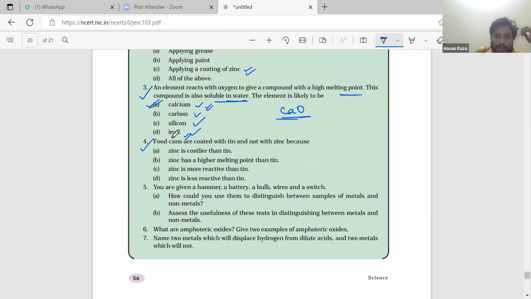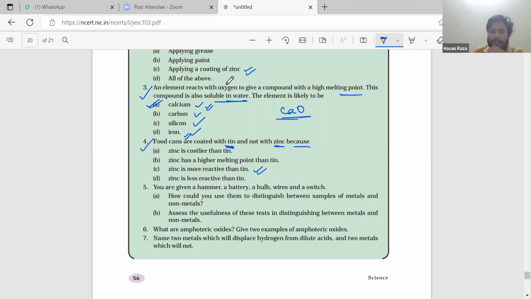Okay. Food cans are coated with tin and not with zinc because what do you think? Zinc is costlier than tin? No. Zinc has a higher melting point than tin? No. Zinc is more reactive than tin. That's why tin is used instead of zinc. Is that clear to everyone?